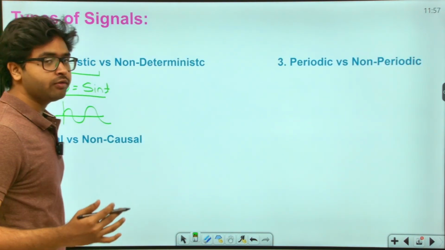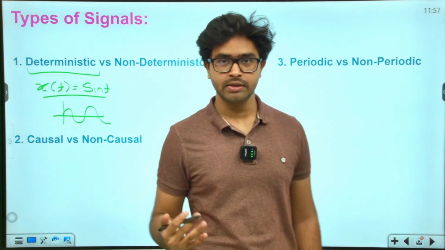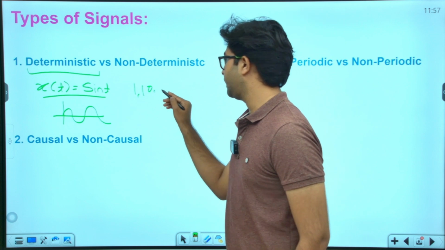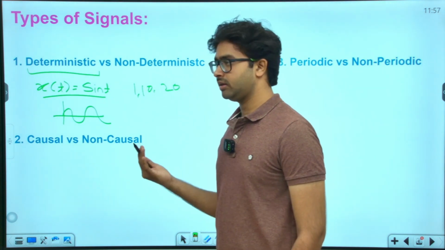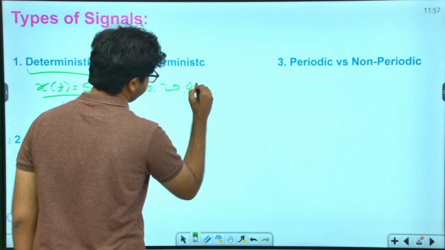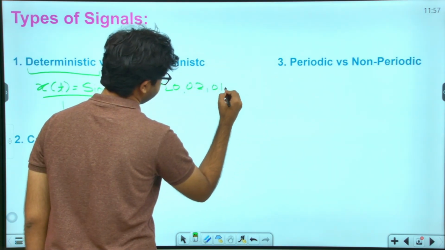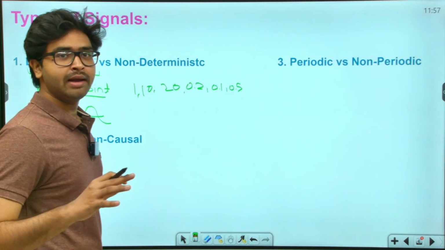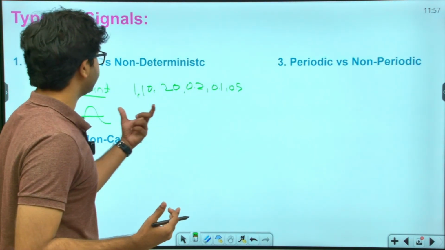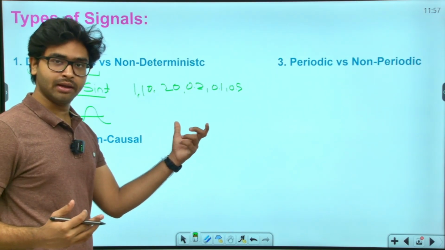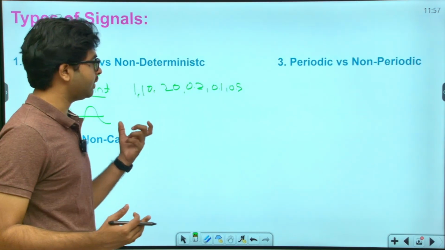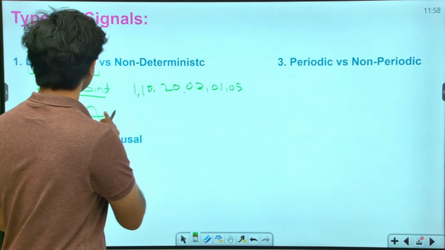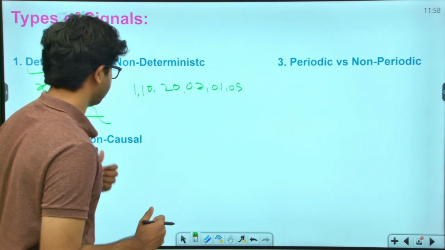But if I am having any raw discrete sequence like 1, then 10, then 20, or let's say 0.2, 0.1, 0.5, some kind of random sequence, then it's difficult to formulate it. So it's a non-deterministic kind of signal. It will give some kind of information, but we cannot formulate it with a specific formula. So this is deterministic versus non-deterministic.